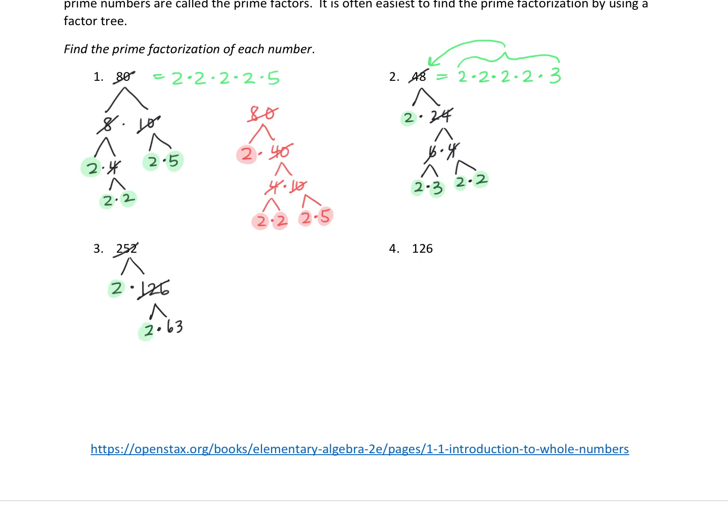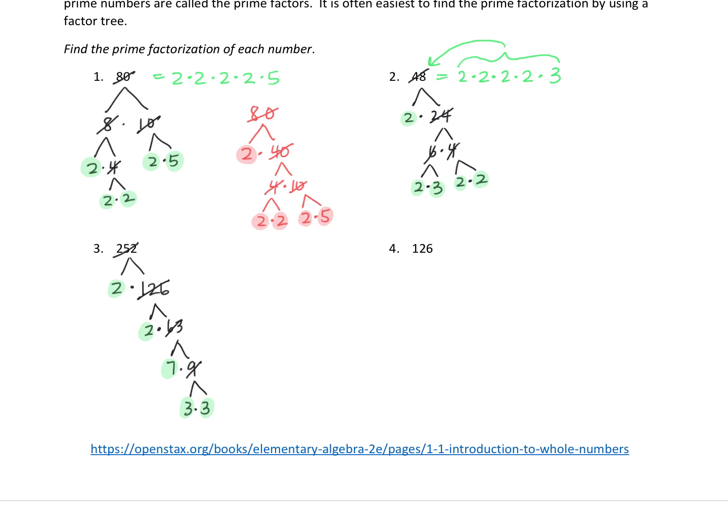2 is prime. 63 can be broken down into 7 times 9. So then 7 is prime. So that branch is done because I can only break 7 down into 1 times 7. And 9 I can break down into 3 times 3. And then the 3s are prime. So I've finally ended all my branches. I have all prime numbers at the end.